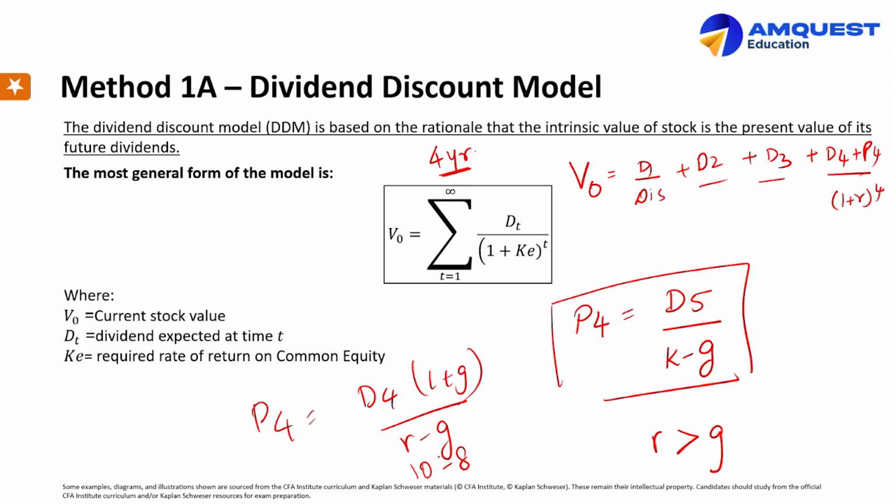The formula will work. But if this is 10% and G is 12%, this formula cannot be used because 10 minus 12 will give you a negative. So in order for this formula to work, the R has to be greater than G. Is this clear? Yes, sir.